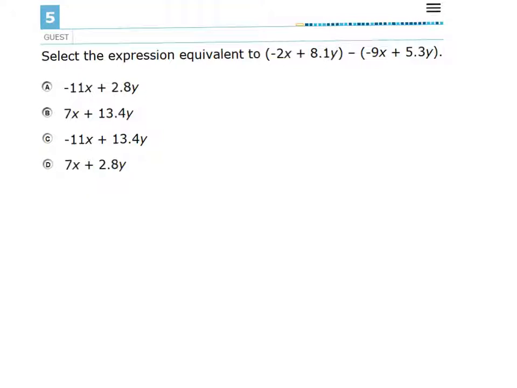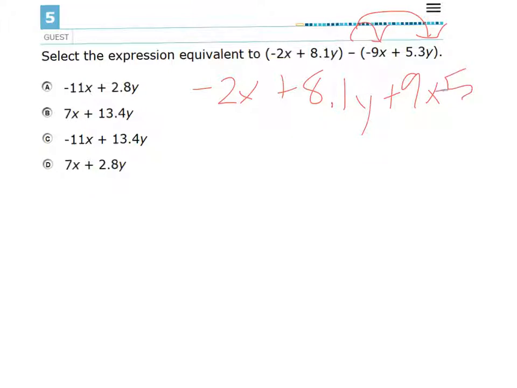To evaluate this problem, what we would first do is take the negative 2x plus 8.1y, and we will keep that the same. But then we realize that this is a negative, so we're going to distribute the negative. And negative times negative 9 would be a positive 9x, and then negative times a positive 5.3y is going to give us a negative 5.3y.